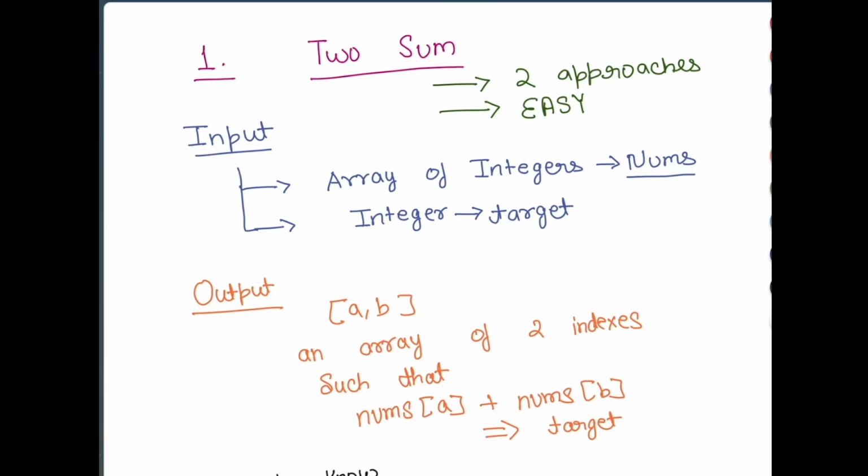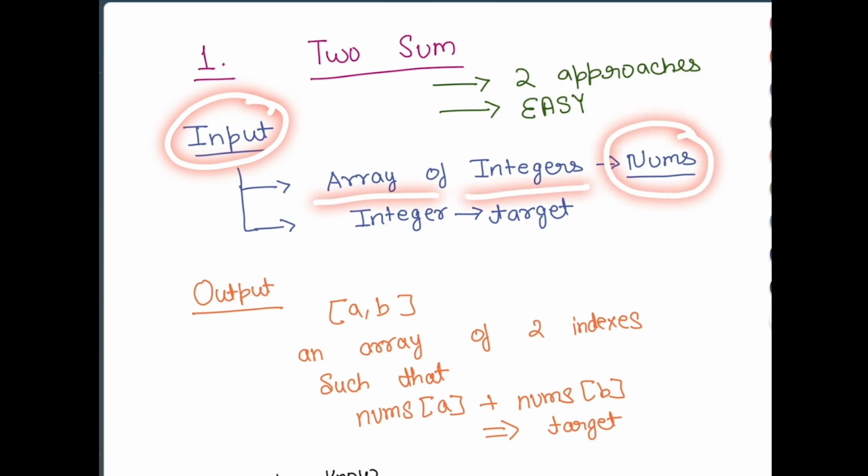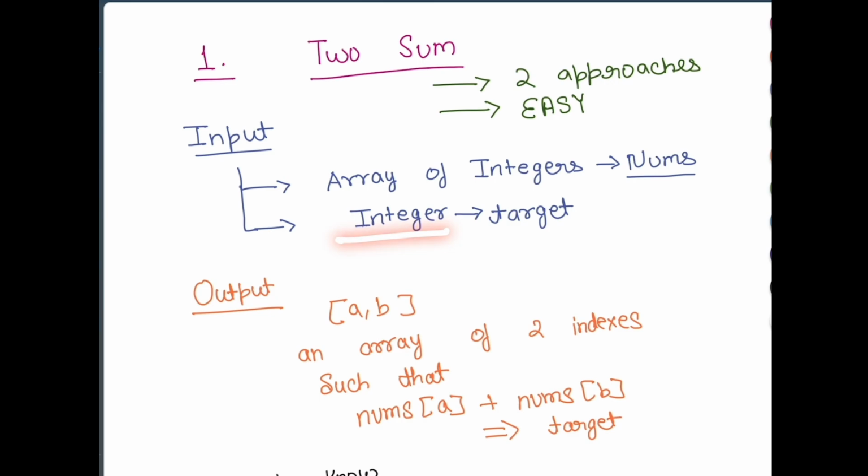In this video, we are going to solve the classical LeetCode problem, problem number 1, which is Two Sum. This is the question which most beginners start solving in LeetCode, right? So we are going to see this problem in depth and understand two different approaches to solve this particular problem. Now the given input in the problem is an array of integers, let's call it nums. And there is another input which is an integer, let's call it target.